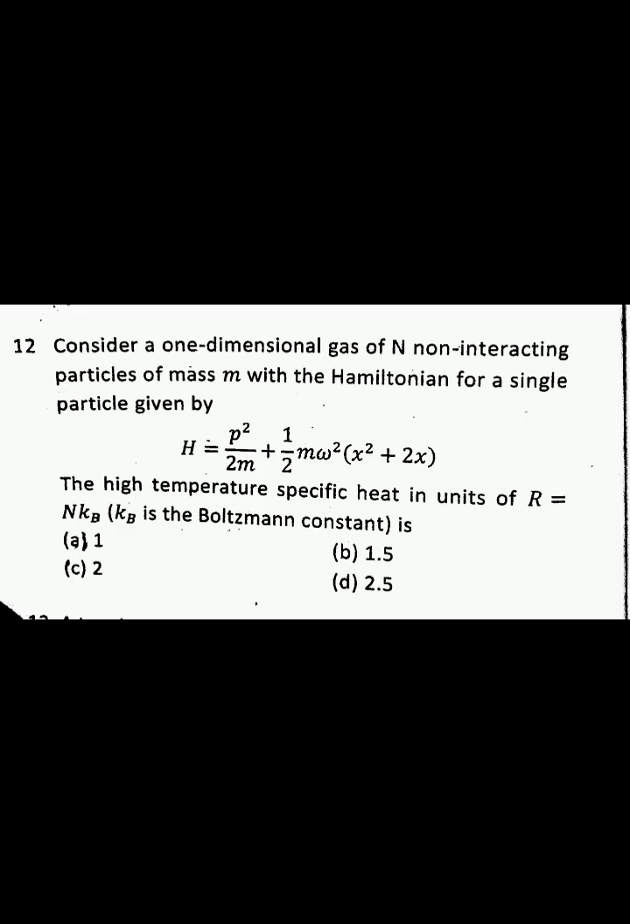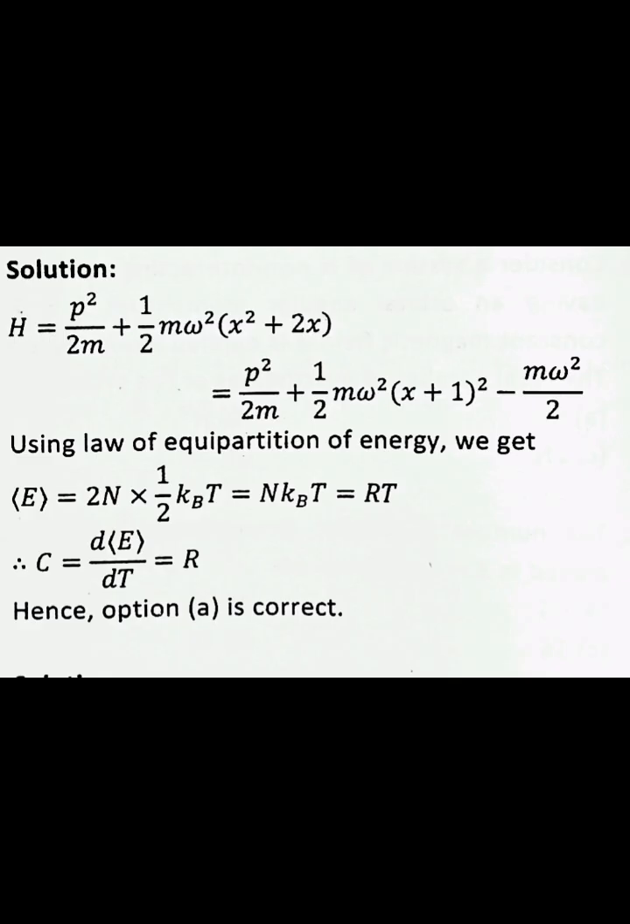The next question: consider a one-dimensional gas of n non-interacting particles of mass m, where the Hamiltonian for a single particle is H = p squared by 2m + half m omega squared x squared + 2x. The high temperature specific heat in units of R = n kB is dash. So here H = p squared by 2m + half m omega squared x squared + 2x, which is equal to p squared by 2m + half m omega squared (x + 1) whole squared minus m omega squared by 2.